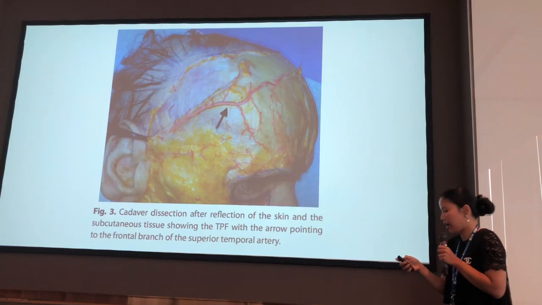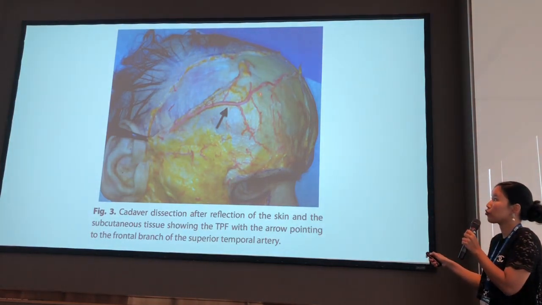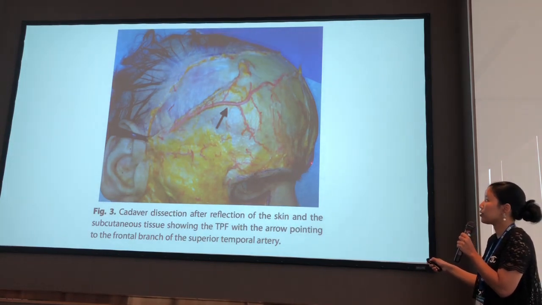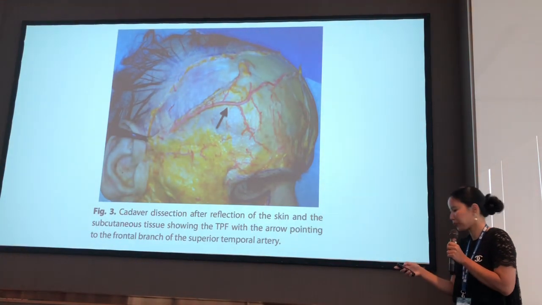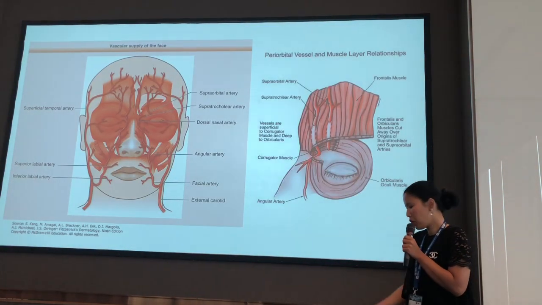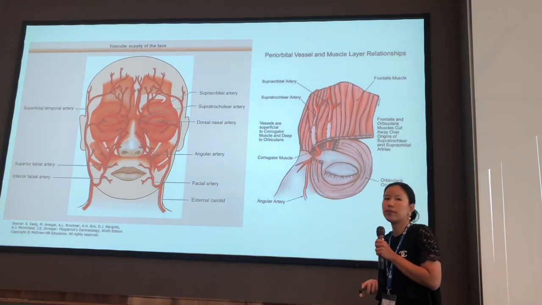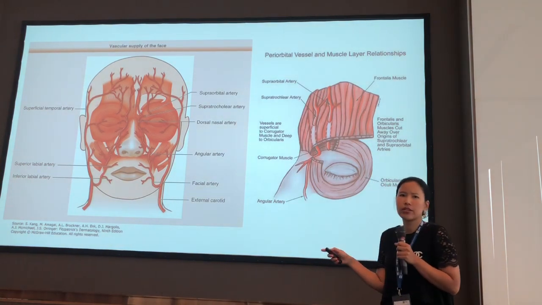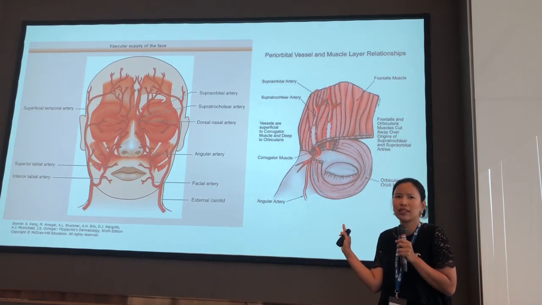And this is in the caliber. You can see this is the superior branch of the superficial temporal artery, and this is the supratrochlear and supraorbital. They have anastomosis. So, this is the picture from the standard dermatology textbook, Fitzpatrick. If you look at the vessels here, it seems very easy, right? Nothing complicated. But it's not real life.